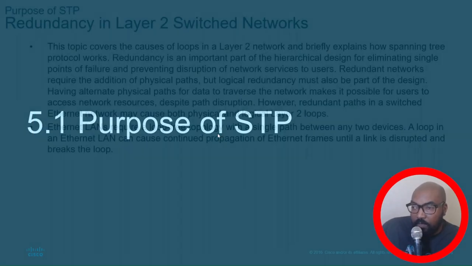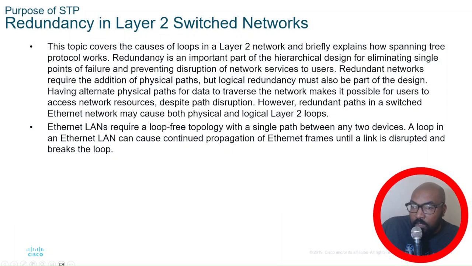All right, purpose of STP. This topic covers the causes of loops in a layer 2 network and briefly explains how Spanning Tree Protocol works. Redundancy is an important part of the hierarchical design for eliminating single points of failure and preventing disruption of network services to the users. Again, there's the CIA triad. Disrupting network services: send me an email, I want to know what part of the CIA triad that affects.